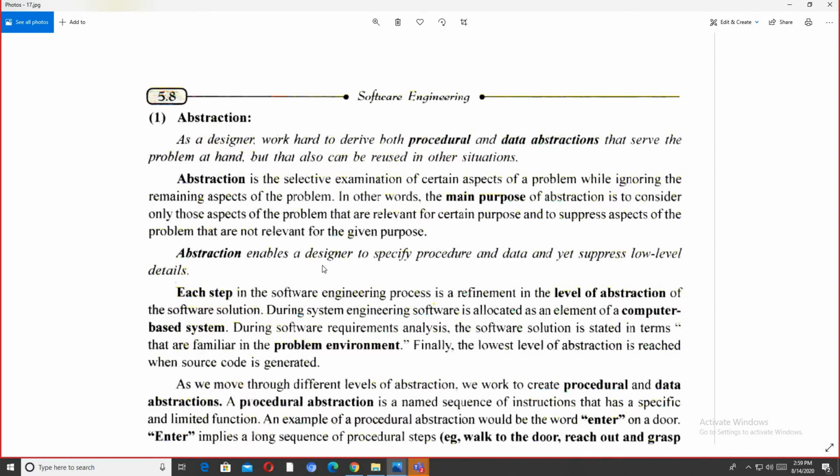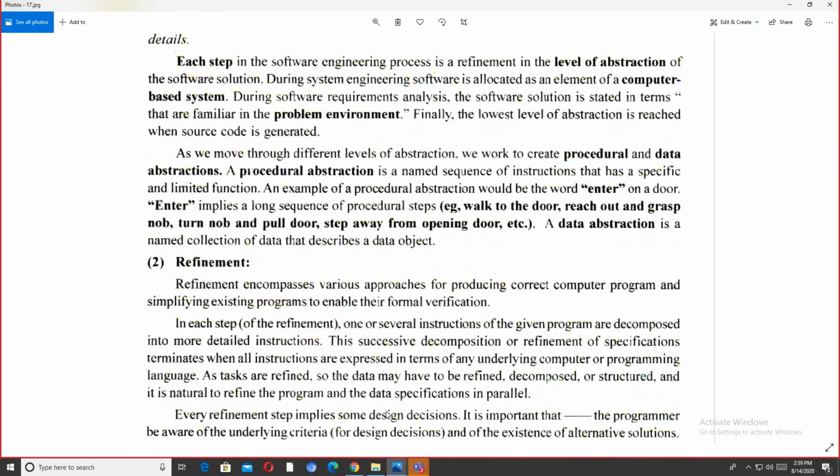Now moving further, each step in the software engineering process is a refinement in the level of abstraction of the software solution. It is easily understandable that each step in the software engineering process is a refinement in the level of abstraction. See how beautifully they have combined both of these terms, which are complementary to each other. They are saying that each step in the software engineering process is a refinement in the level of abstraction of the software solution.